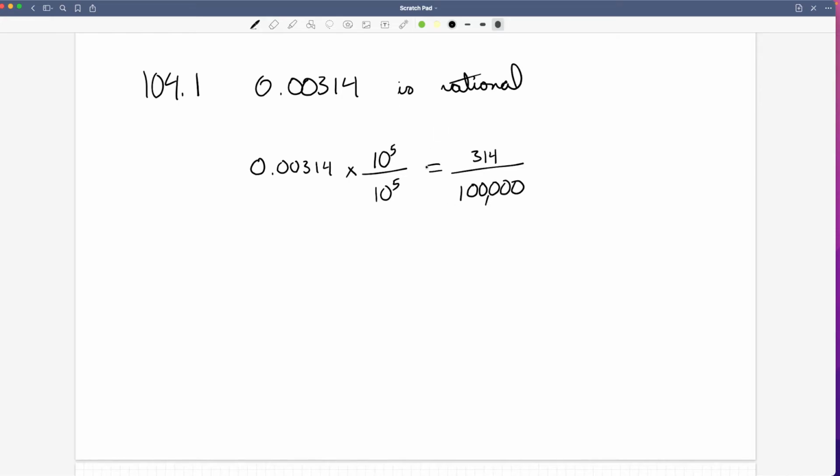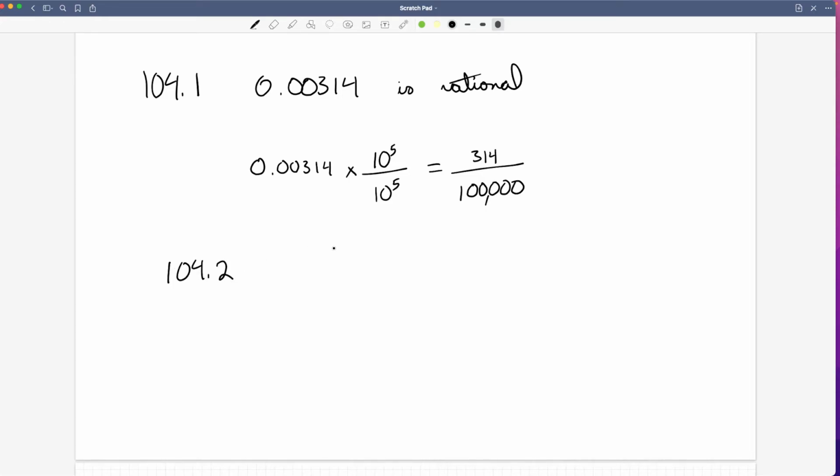Because we can write it as a fraction in its entirety, it is a rational number. We have just proven that this decimal number is a rational number. Any number that we can write as a fraction is a rational number. Let's do one more.